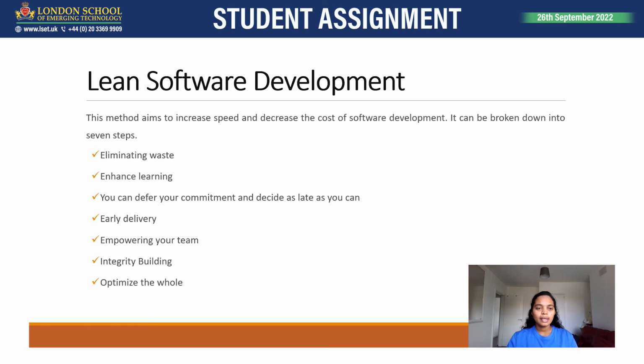And then lean software development. Lean software development aims to increase the speed and decrease the cost of software development. It can be broken down into 7 steps. One is eliminating waste, enhance learning. You can defer your commitment and decide as late as you can. And then early delivery, empowering your team, building integrity, and optimizing the whole.